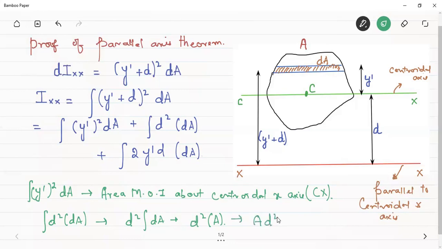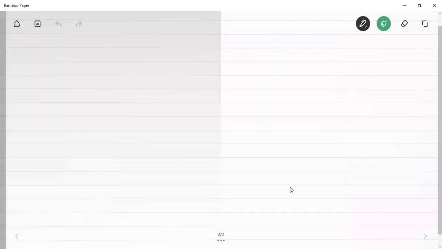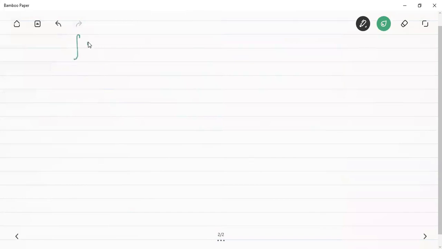Now let us focus our attention on this third integral, that is the integral of 2 y dash d dA. Taking the constants, 2d, out of the integral, we are left with the integral of y dash dA.